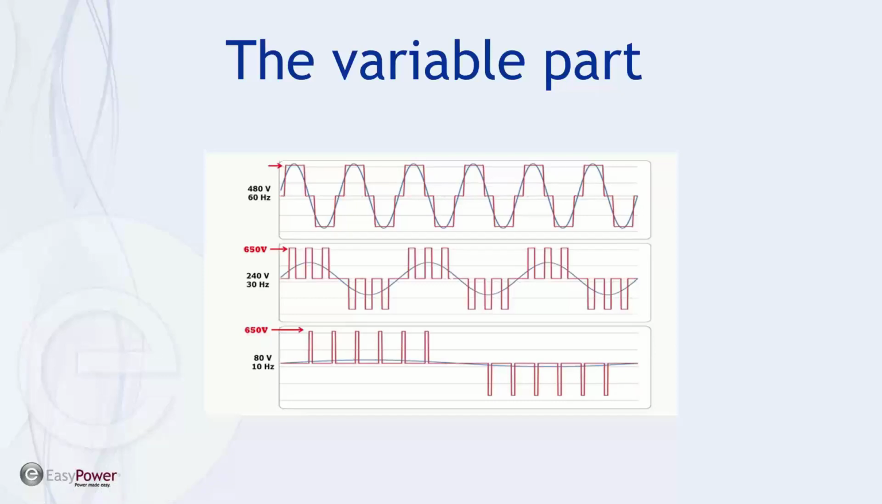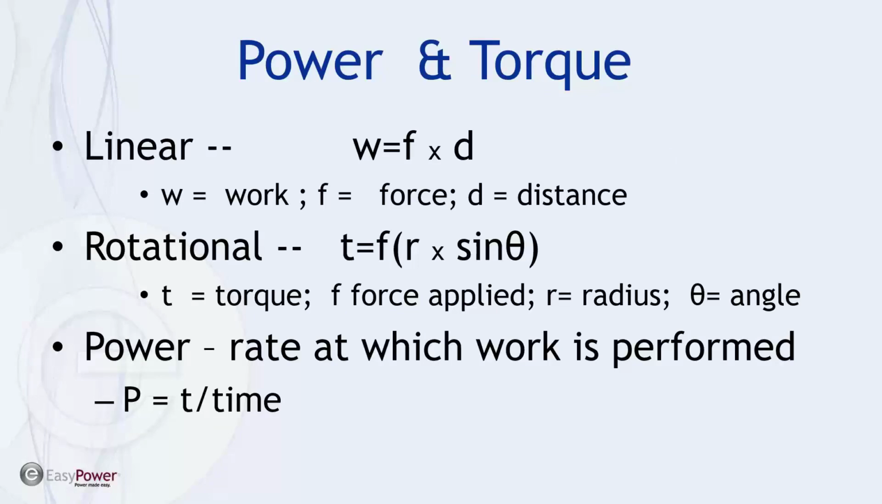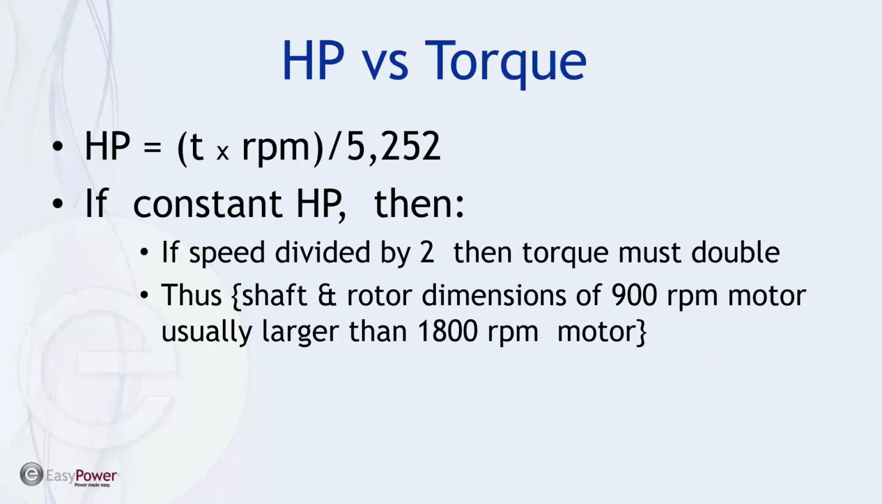Okay, so in a general sense, on a linear scale, work is a function of force and the distance over which it's applied. In the rotational world, torque is the product of the force times the distance applied, or the radius, and then the angle involved. Power is the rate at which work is performed. With those basic parameters, torque times the RPM divided by 5252 gives us the horsepower.